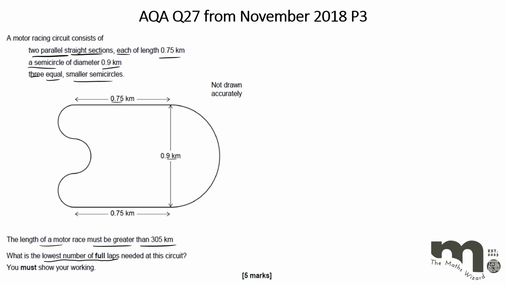Okay, so there's quite a lot to unpack here. I'm going to deal with first the large semicircle. I need to know this edge here, this curved edge. So I'm going to do pi times 0.9 divided by 2. Remember, we've got a semicircle here, so it's not a full circle.